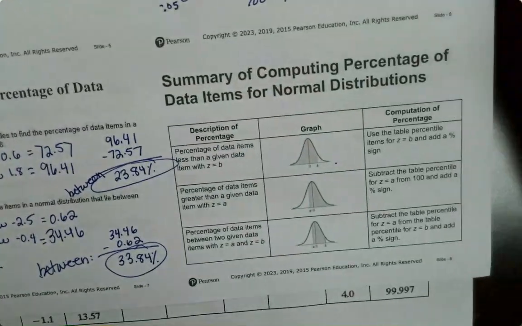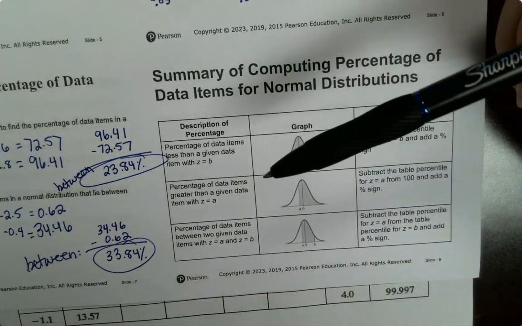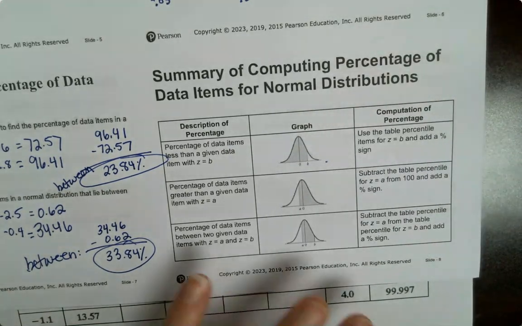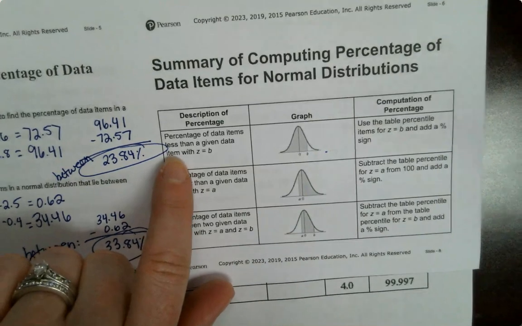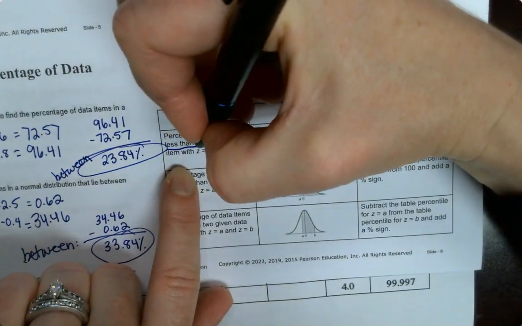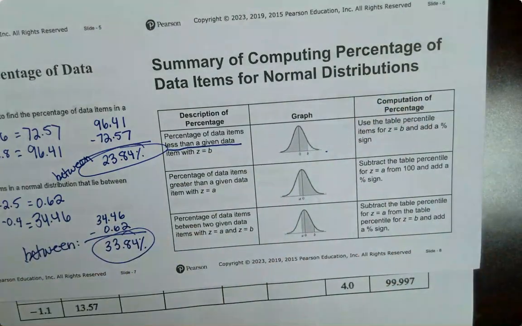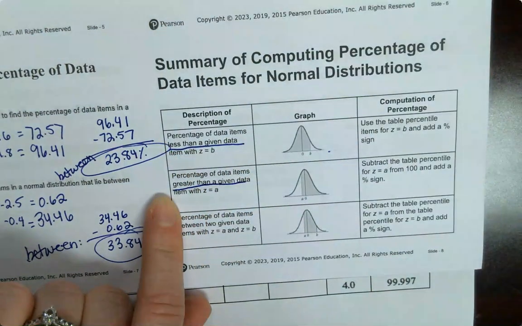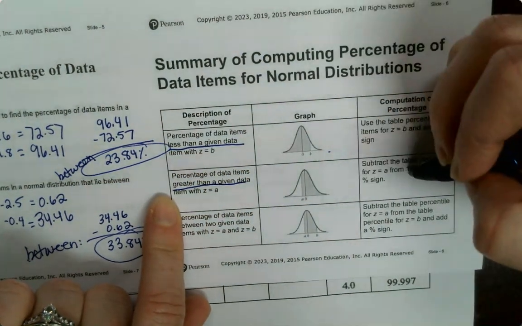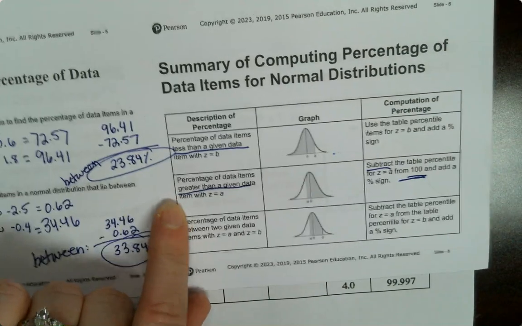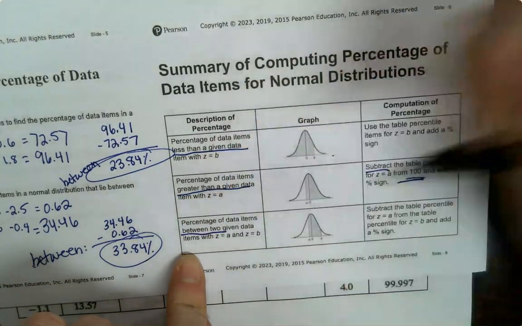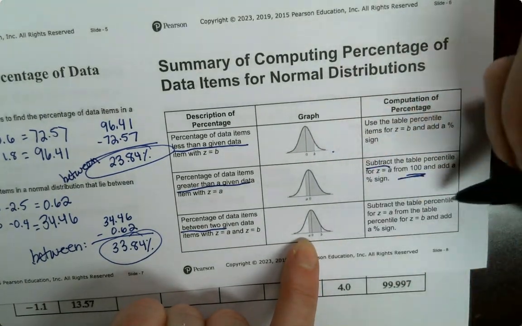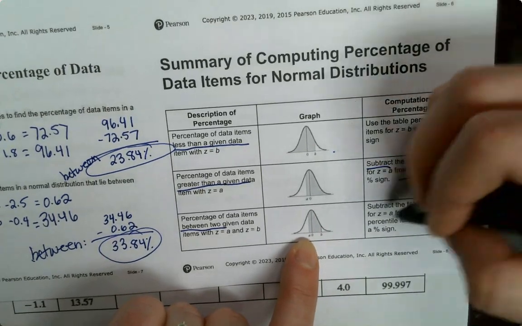Okay, so here's a summary of how you know if you are just giving the number, subtracting from 100, or subtracting them from each other. Percentage of data items less than the given z-score comes directly from the table. Percentage of items greater than the given z-score: you find what's on the table, subtract from 100, and add the percent sign. Percentage of items between two values: you use those z-scores, use the table, and then subtract them from each other.